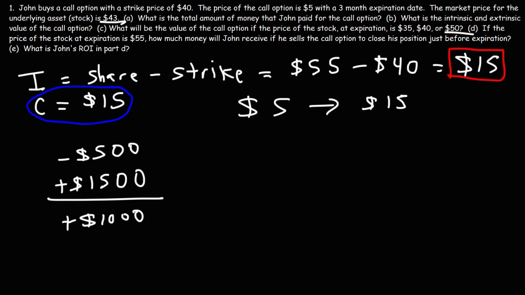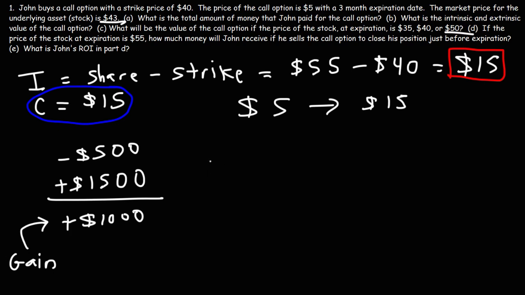Now, what is his return on investment? By the way, the answer to part D is $1,500, because we wanted to know how much money John will receive if he sells the call option to close his position. He's going to receive $1,500. However, the gain on the trade is $1,000.